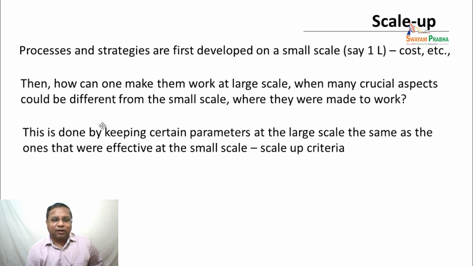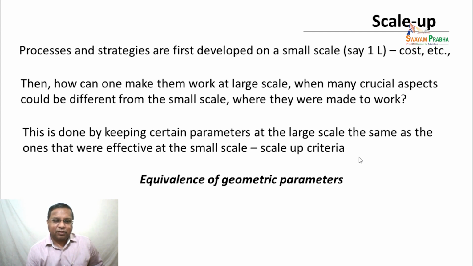The scale up is done by keeping certain parameters at the large scale the same as the ones that were effective at the small scale. So appropriate parameters at the large scale are kept the same as the effective ones at the small scale. These are called scale up criteria. We cannot choose just anything as a scale up criterion. We cannot say that the diameter of the impeller should be the same, then it will not work, right? Or that probably the shaft diameter should be the same. That doesn't make any sense.